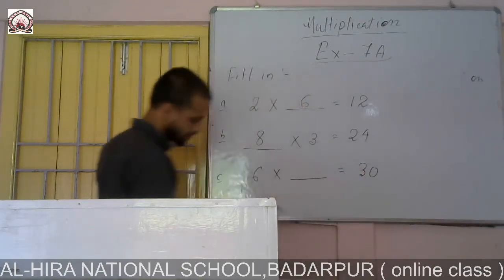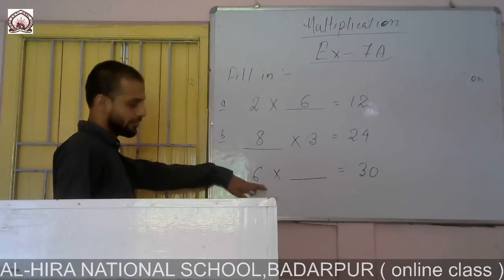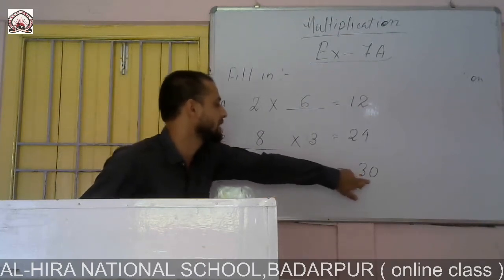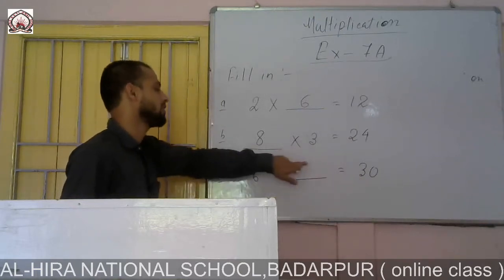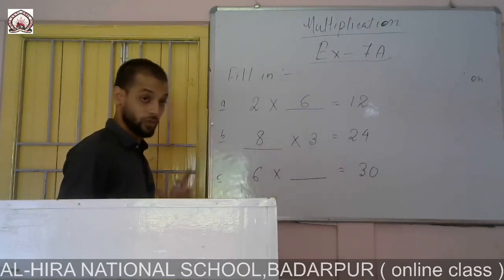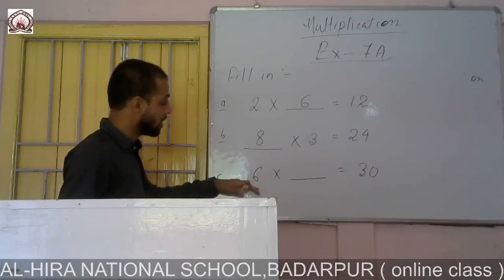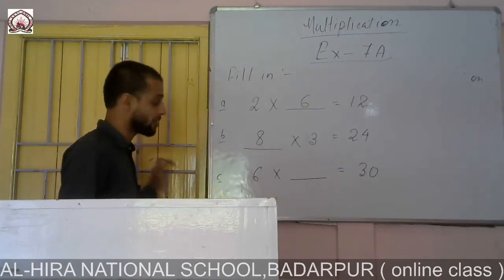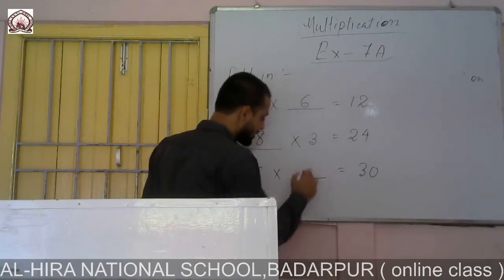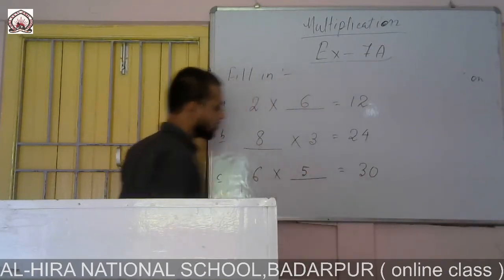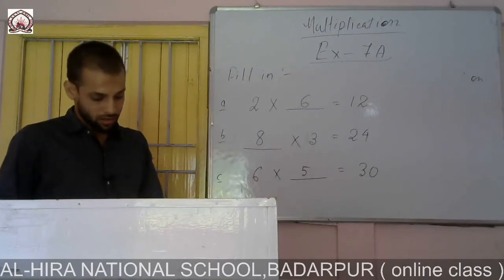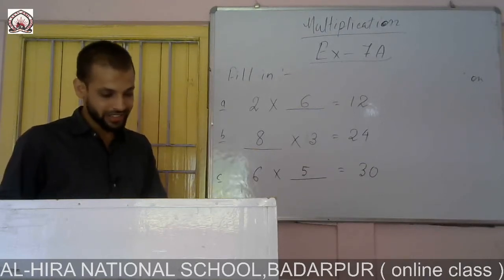Now 6 into blank equals 30. Here you see, one factor we have got here is 6. So if we divide this 30 by 6, we will get the result. Or we can follow the 6 multiplication table. If we follow the 6 multiplication table, we will get what? 6 fives are 30. So what we have to do? We have to write here 5. So here this exercise is finished.